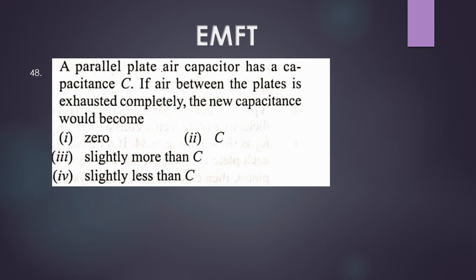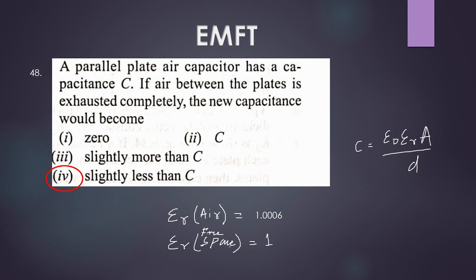So let's see the next question. A parallel plate air capacitor has a capacitance C. If air between the plates is exhausted completely, the new capacitance would become. So it is saying there is a parallel plate capacitor, and initially it was air filled, then it is completely vacuum. So what will be the effect on C?